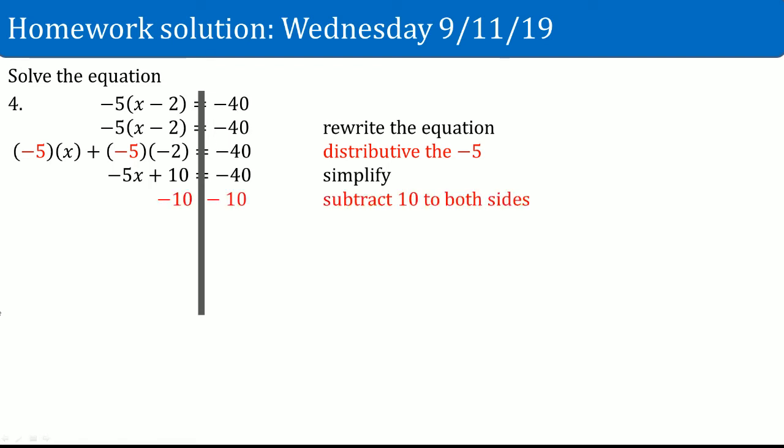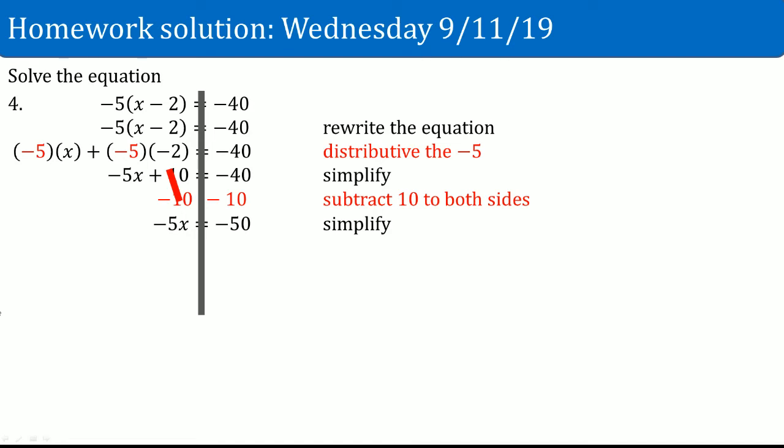Once you subtract 10 to both sides, you notice on the left-hand side that plus 10 and that minus 10 cancels out. What do I have left over on the left-hand side? It's just a negative 5x. My right-hand side, that negative 40 minus 10 becomes negative 50. If you get a different answer or you think it's negative 30, plug it into your calculator. You're going to see why you're wrong.